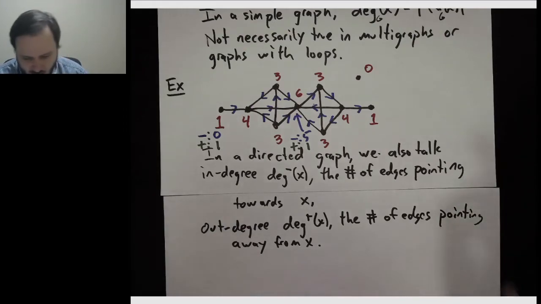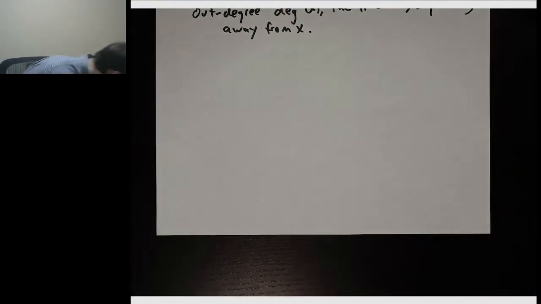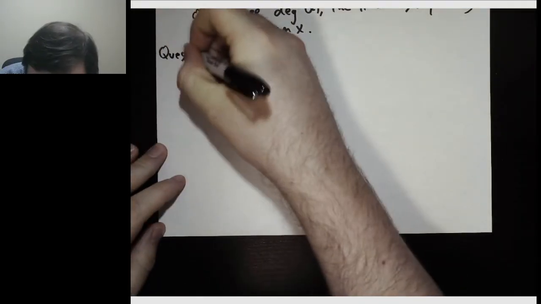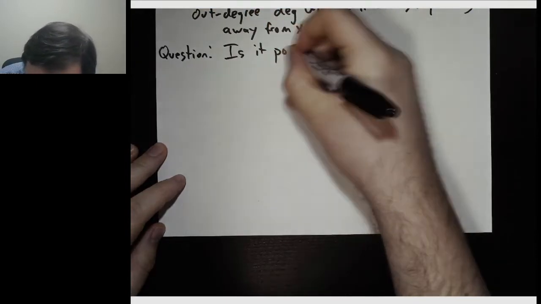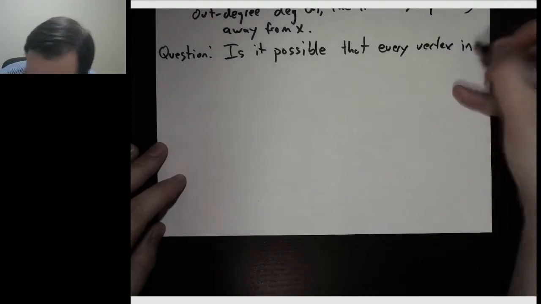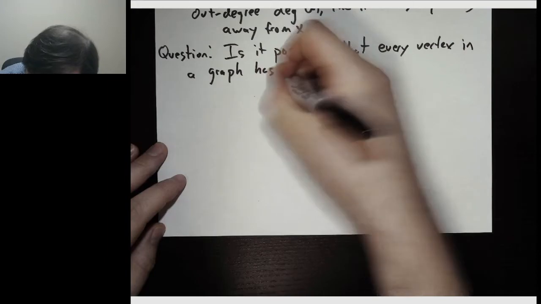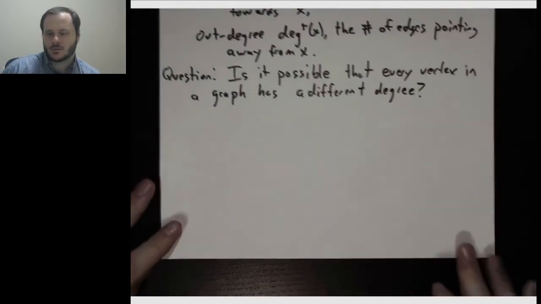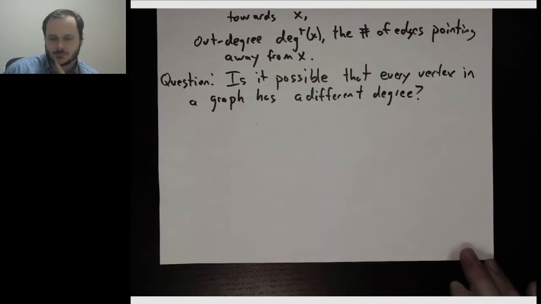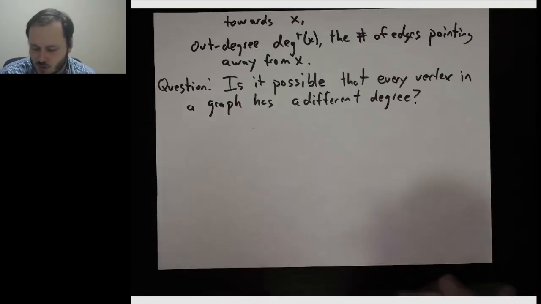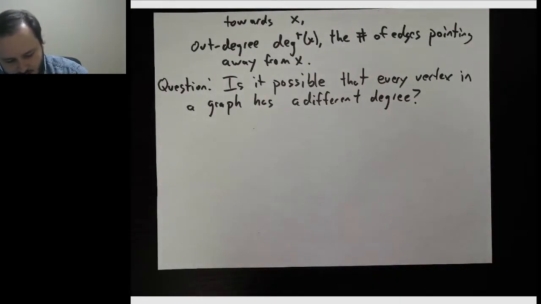Okay, enough definitions. I want to talk about some interesting questions. So, question: is it possible that every vertex in a graph has a different degree? Okay, so think about that for a second. So what do we do when we get a problem like this? First thing we should do is try drawing some examples, especially for graphs. Right? Let's see if we can come up with one.